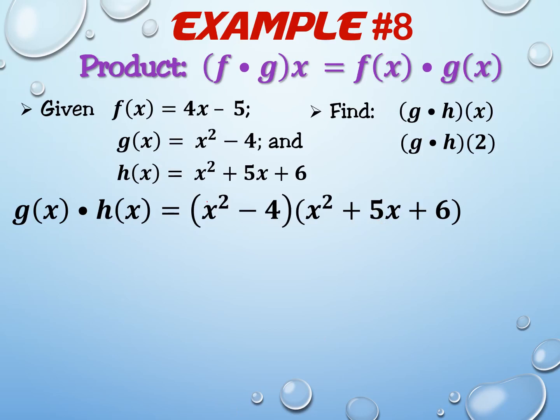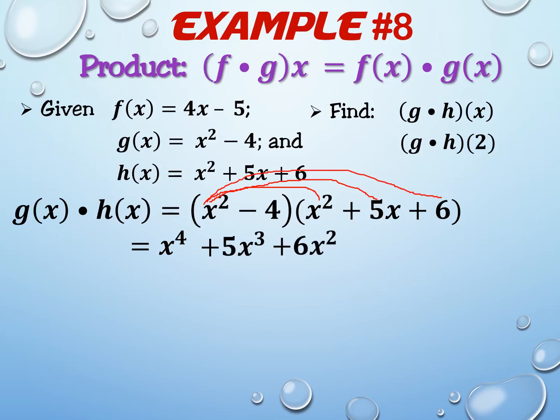Okay, so let's multiply x squared times x squared. Again, what's the answer for that? Okay, you add the exponents, so you will have x to the 4th. Now, let's proceed with x squared times 5x. Okay, correct. You have positive 5x cubed. And then you have x squared times positive 6. What will be the answer? Okay, correct. That is positive 6x squared. Okay, we're done with the first term.